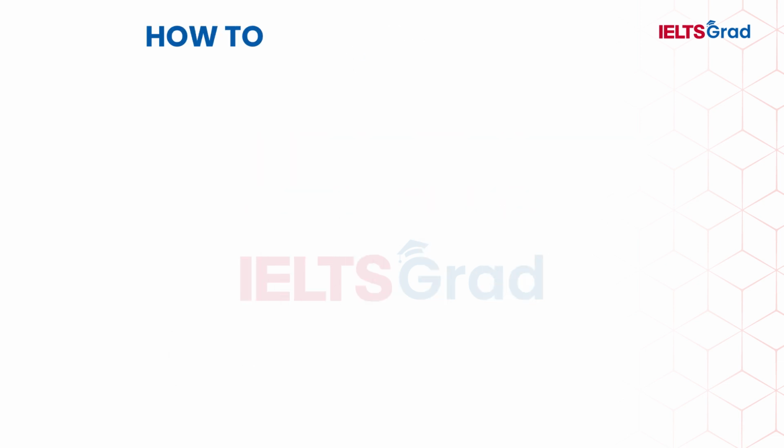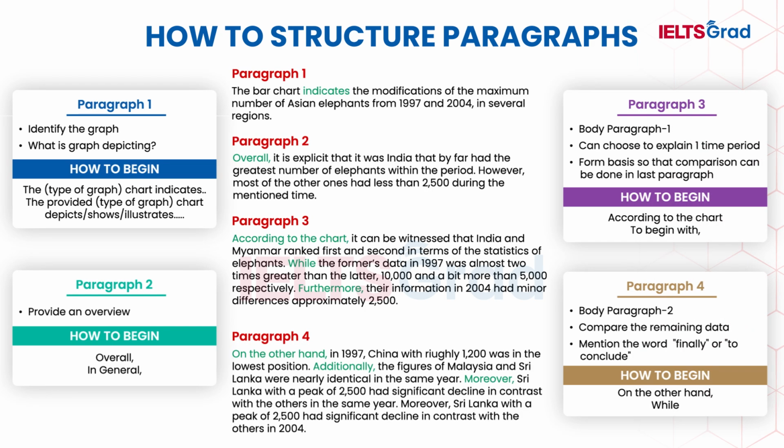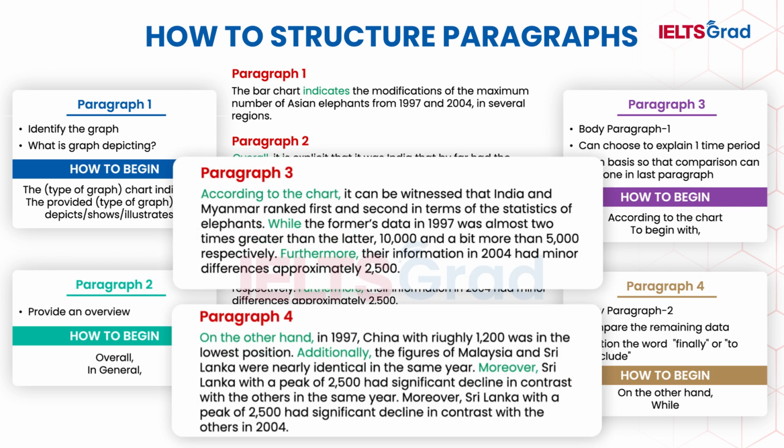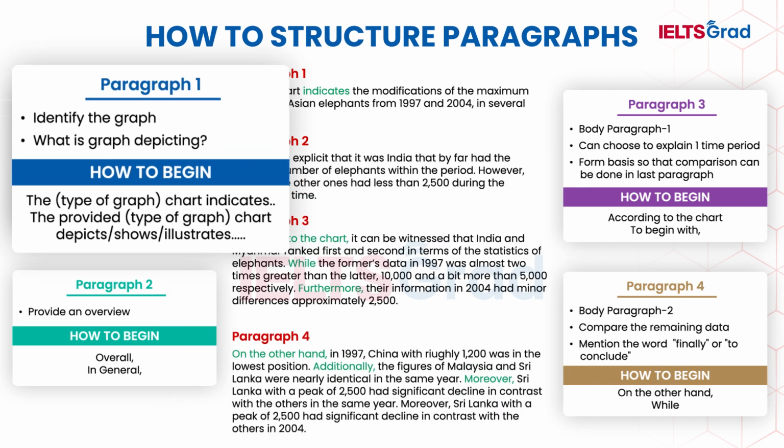The way to structure your answer highly depends on the question type. First, on your screen is a structure for graph-based question. This is applicable for all graph-based questions. However, in the case of combination charts, use the third and the fourth paragraph to contrast each of the graphs individually. Paragraph number 1. Identify the graph. What is the graph depicting?